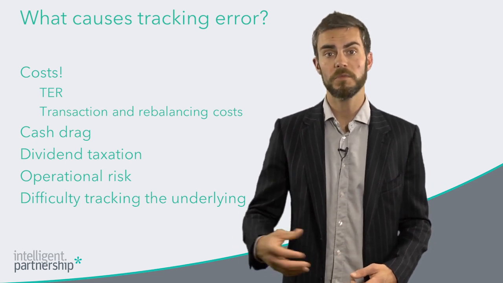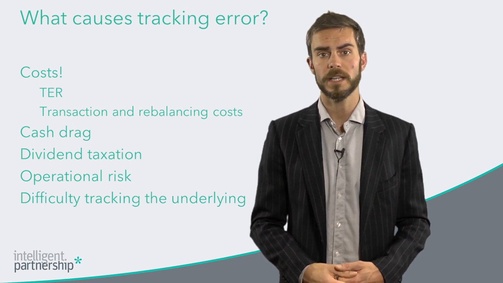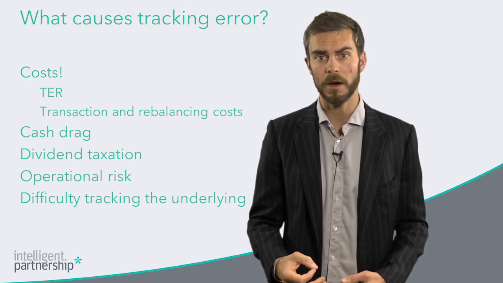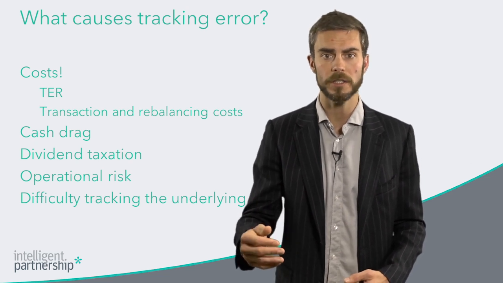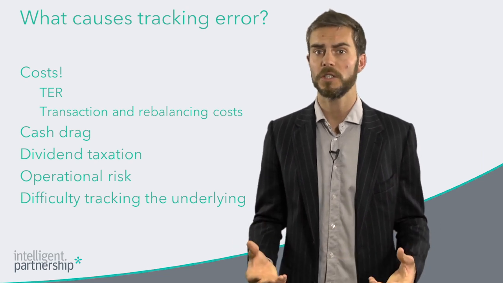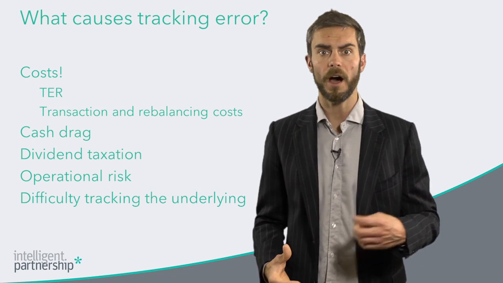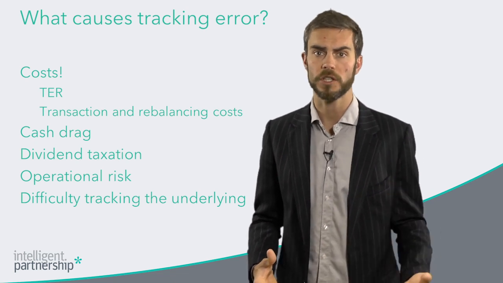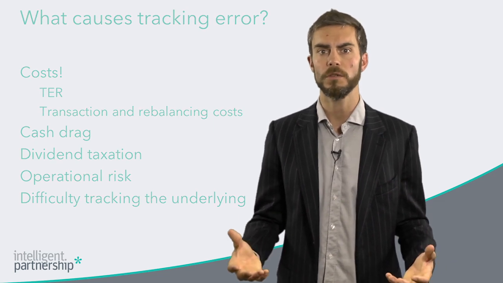And finally, some indexes are just harder to track than others. So for example, ETFs in emerging markets usually have higher tracking errors than ETFs in developed markets. And that's just because some emerging market stocks are more illiquid, they're harder to invest in, there are more restrictions on how you can invest, and of course that just makes it much harder to replicate those benchmarks.